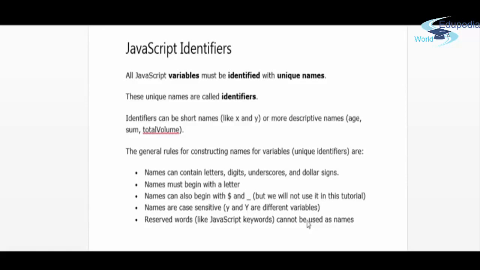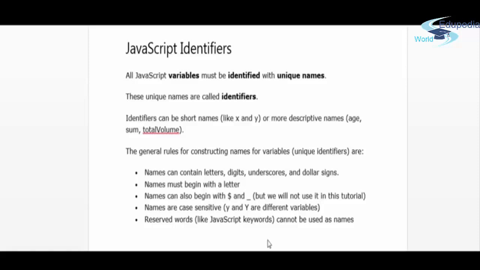The general rules for constructing names for variables, that is unique identifiers, are: names contain letters, digits, underscores, and dollar signs, and names must begin with a letter. So you can't say 1price or 2price, no, price1 and price2. Names can also begin with a dollar sign, but we will not use it in this tutorial. And names are case sensitive.